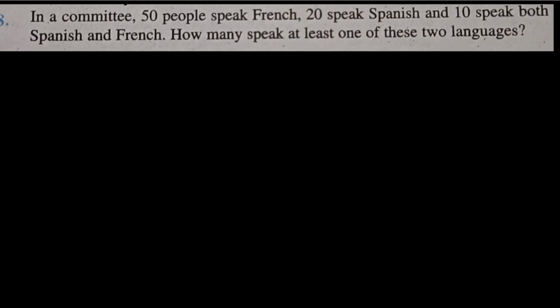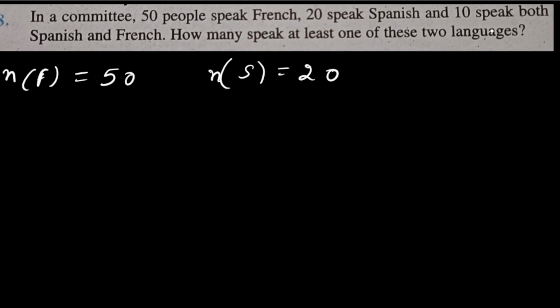Now let's do the last question of this exercise and the last question of this chapter. In a committee, 50 people speak French. So I can write N of F, number of people who speak French, is 50. 20 can speak Spanish, so N of S I can write 20. Both means intersection. So N of F intersection S, F for French and S for Spanish, is 10.